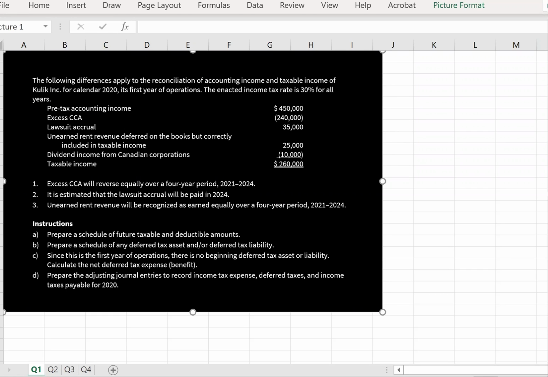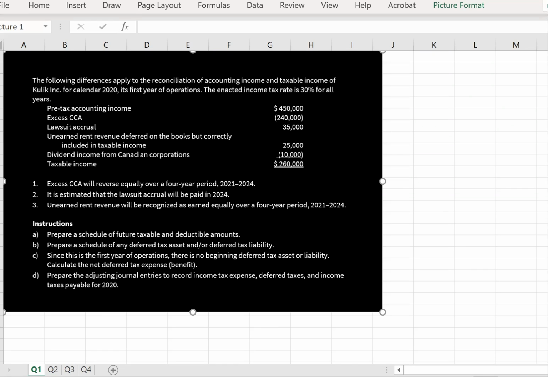Let's review Chapter 18 Quiz Question 1. The following differences apply to the reconciliation of accounting income and taxable income of Kuluk Inc. for calendar 2020, its first year of operations. The enacted income tax rate is 30% for all years. And we've been given a reconciliation here of pre-tax accounting income and taxable income.